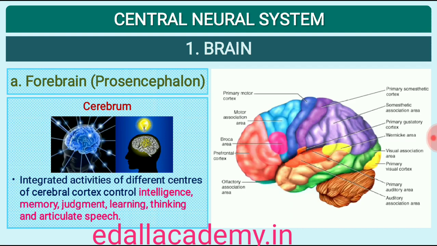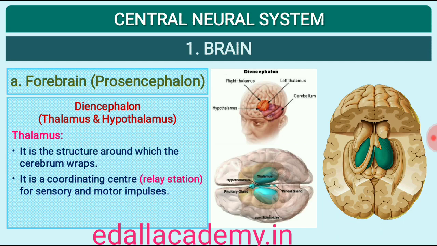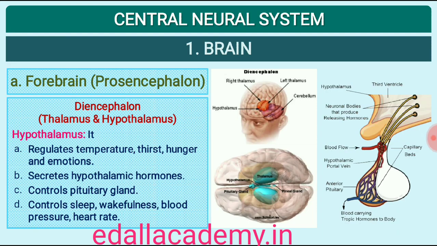The cerebrum wraps around a structure called thalamus, which is a major coordinating center for sensory and motor signaling. Another very important part of the brain called hypothalamus lies at the base of the thalamus. The hypothalamus contains a number of centers which control body temperature, urge for eating and drinking. It also contains several groups of neurosecretory cells, which secrete hormones called hypothalamic hormones.